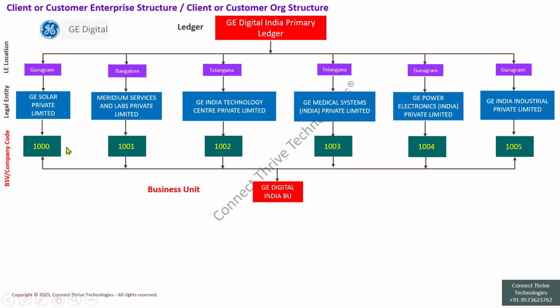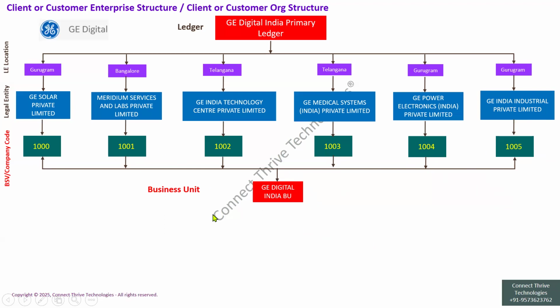So in this case, under one primary ledger, they can maintain multiple India legal entities and multiple company codes, but the BU is only one. In future, they may register one more company like GE Retail Private Limited or GE Healthcare, GE Home Appliance. So in this case, they will register the entity and create a new company code like 1006, but the BU is the same. Under the same BU only, that new company onboarding they are going to do in the GE case.